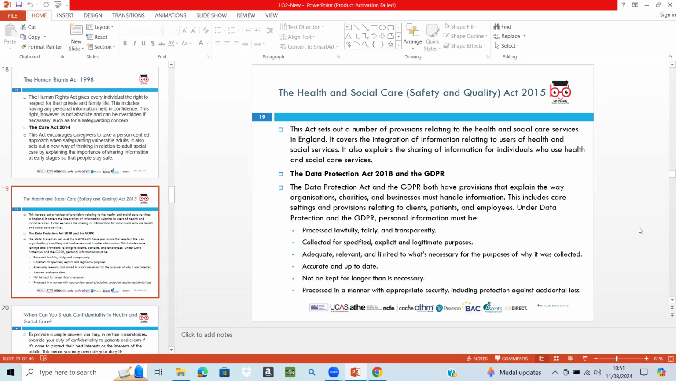Then we have the Data Protection Act 2018 and GDPR. These regulations provide comprehensive guidelines for the handling of personal data, including health information. For example, under GDPR, healthcare providers must ensure that service user data is processed lawfully, fairly, and transparently, and that it is stored securely to prevent unauthorized access as well.